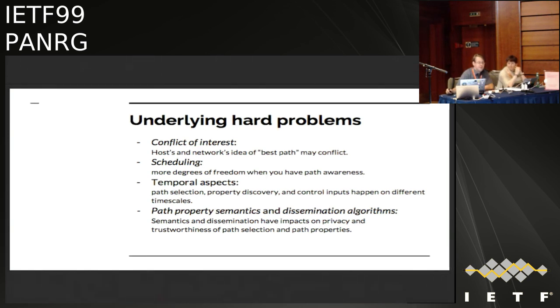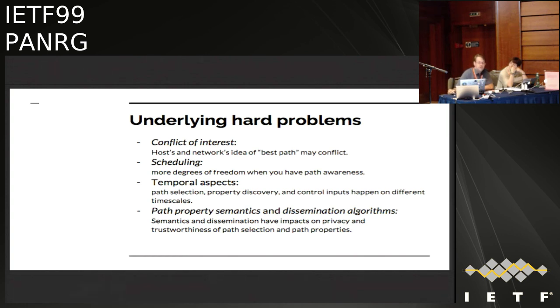There's also work to be done in the semantics of path properties. So once you have multiple paths, you'd like to be able to say things about them, like, maybe this is a high bandwidth, high delay path, or a low bandwidth, low delay path. Right now, a lot of this is done with measurement. In a path-aware network, you might actually get this information explicitly from the network.